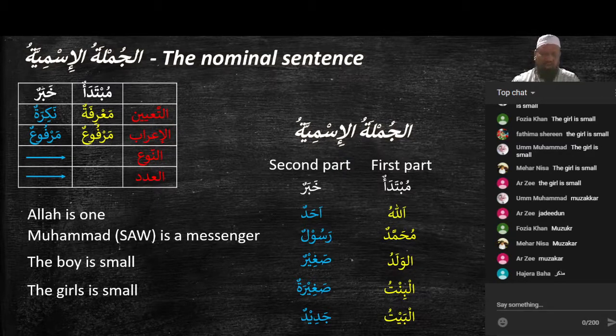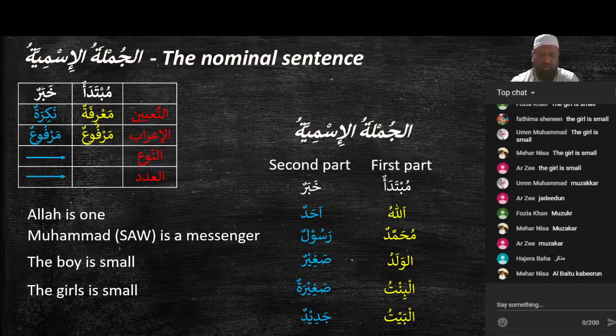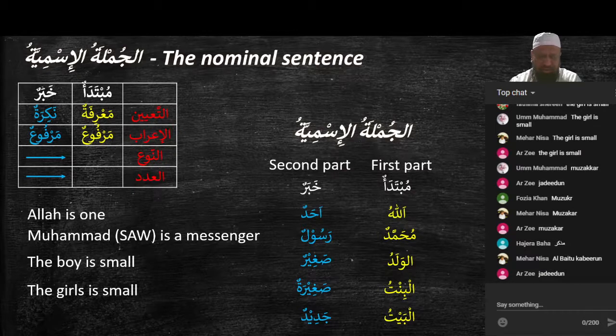Al-baytu jadidun. In terms of ta'yin, jadidun is nakira. In terms of i'rab, jadidun is in marfu case. In terms of an-naw, it is matching the mubtada in gender, which is mudhakkar. In terms of al-adad, it is matching the mubtada in terms of al-mufrad. So al-baytu jadidun, we have a complete sentence.